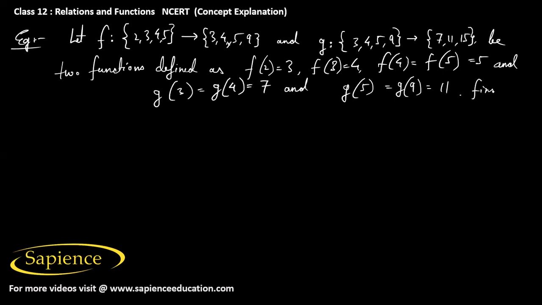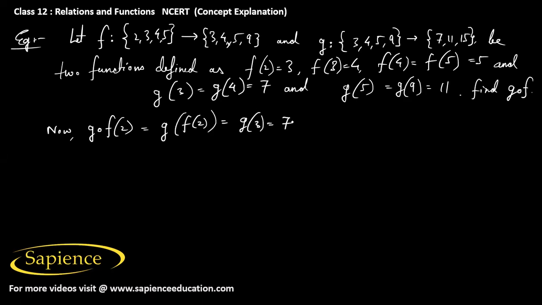And then it is asked to find g of f. So now, therefore, we have to find g of f of 2. So that will be g of f of 2. Now f of 2 is 3, so we have to find g of 3, that is equal to 7. And then we need to find g of f of 3.